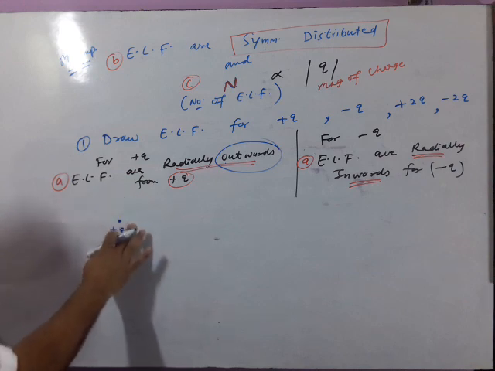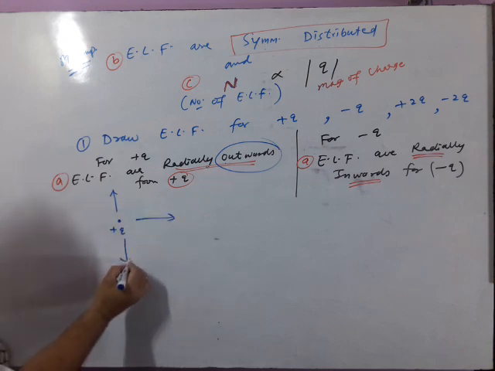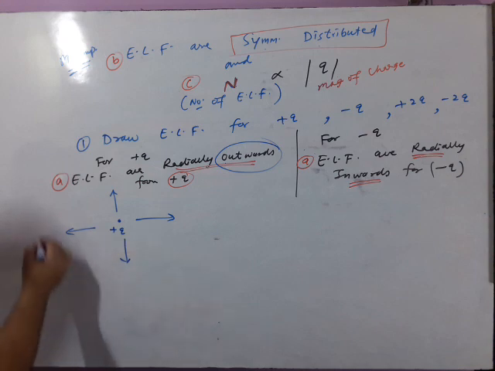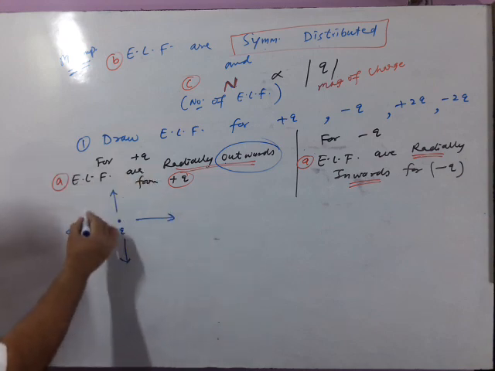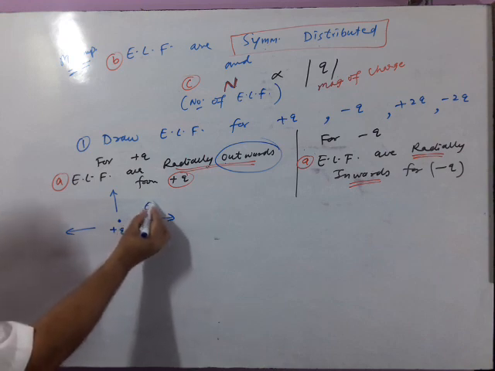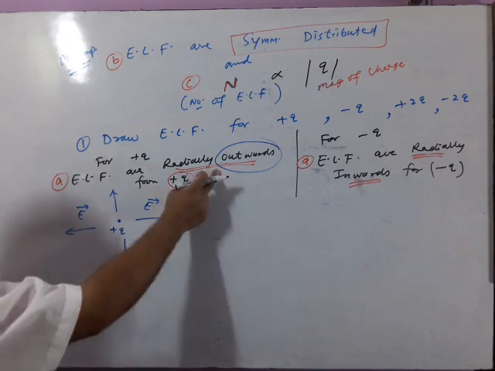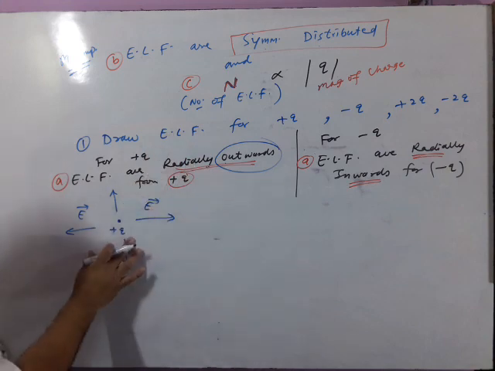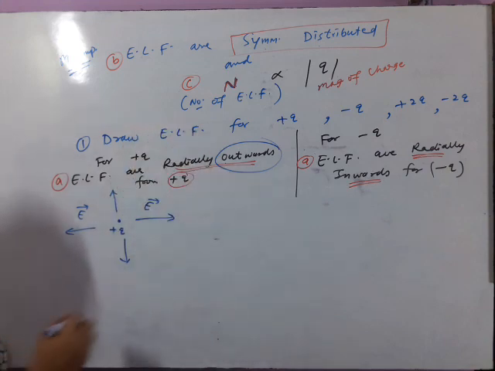For symmetrical distribution, you will show it like this. Equally distributed. This total angle is 360 degrees. So 4 lines to draw, 360 upon 4, 90 degrees each. So this is electric field lines distribution radially outward, point number A. Point number B, it is symmetrically distributed. Point number C, we will see in the next point.